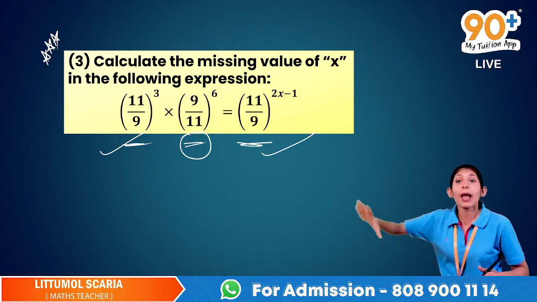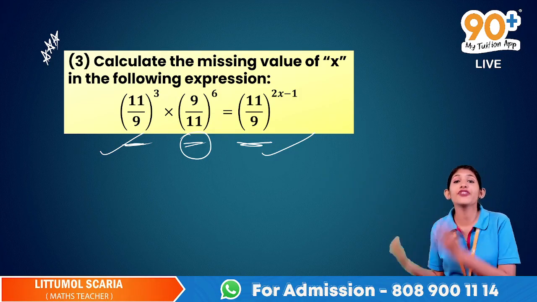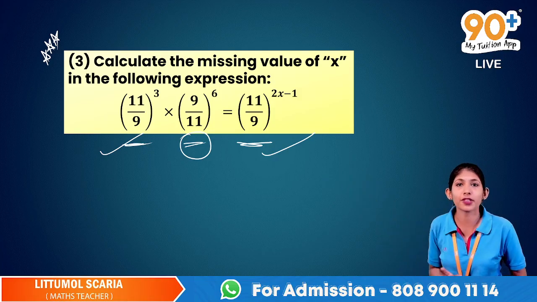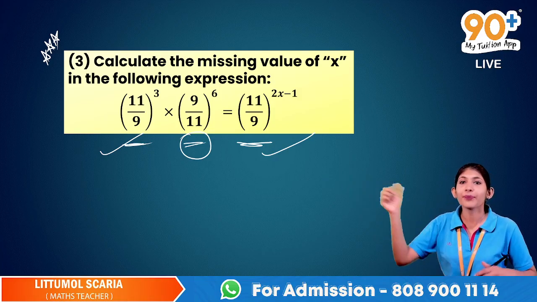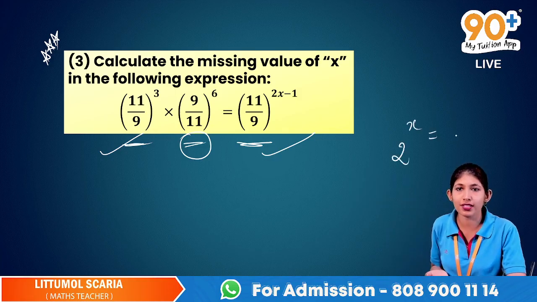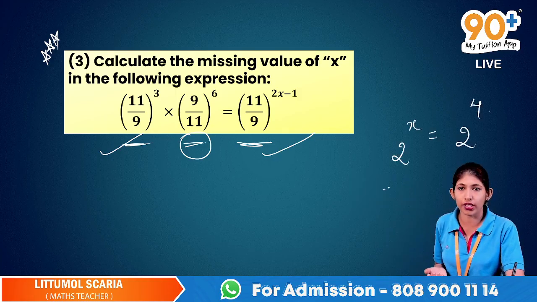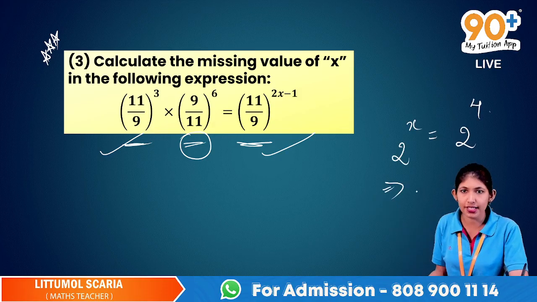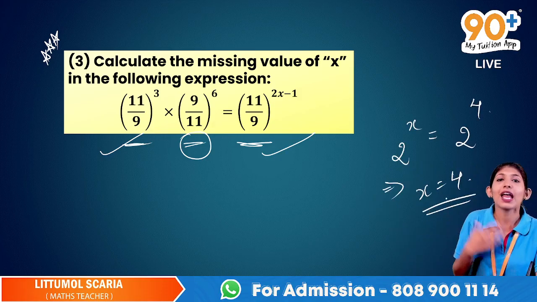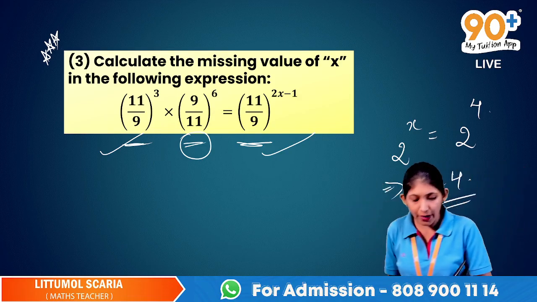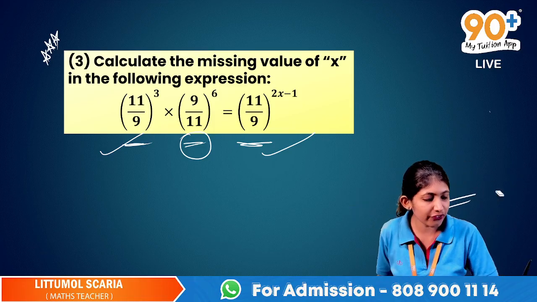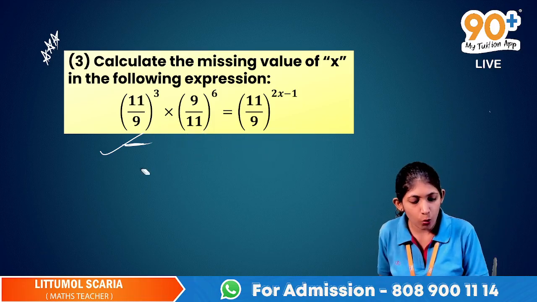If the base is same in the left hand side and in the right hand side, we could equate the exponents, right? If the base is same, we can equate the exponents. So for example, 2 raised to x is equal to 2 raised to 4, if you are getting the answer like this, x is equal to 4, we can equate. So if the base is same, we can equate the exponents. Okay, but here instead of 11 by 9, we are having 9 by 11.